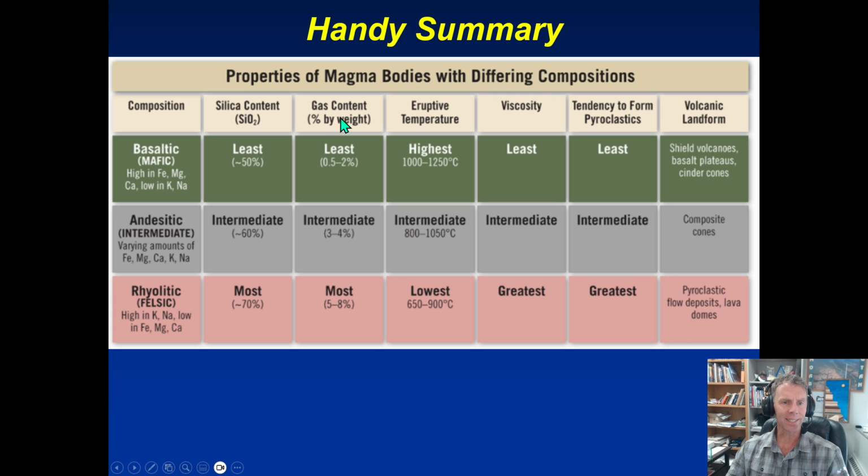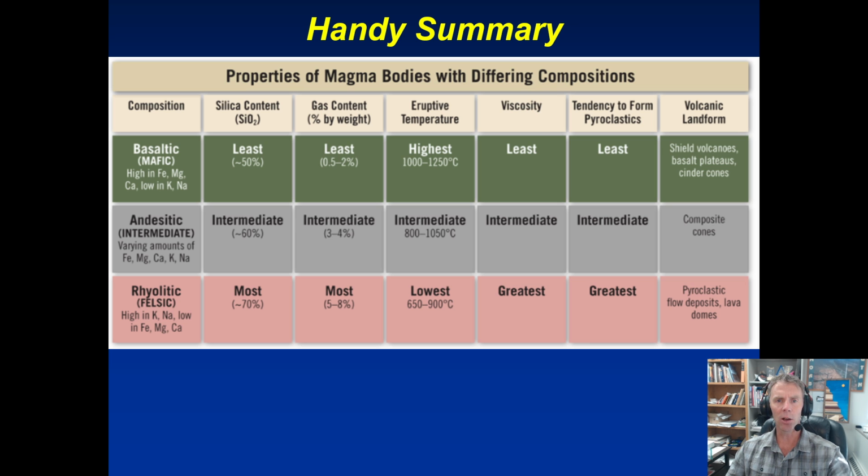Consequently, the gas content of the magma also is a function a bit of the silica content and the viscosity, which we're going to get to here in a second. So basaltic magmas with low silica content. In fact, I'm going to jump over to viscosity now because I think you can't really tackle gas until you do viscosity. So let's jump over to the viscosity column.